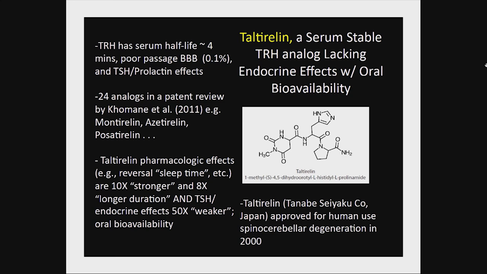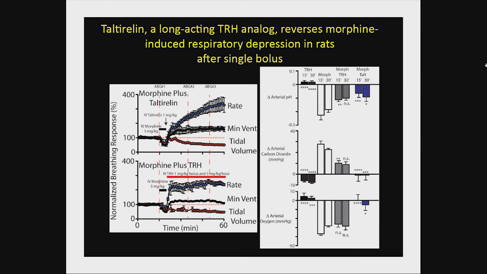But this is a long-acting analog of TRH, and we wanted to know, does it reverse opioid-induced respiratory depression? And it worked actually better than TRH. It worked very nicely. So again, here's the rat that I already showed you, treated with TRH. But this is a taltirelin-treated rat. Here's the baseline breathing, morphine administration, and then a single bolus of 1 mg/kg of taltirelin. Their breathing just shoots right up. They're breathing well over 200 times per minute. They're like a little machine going.